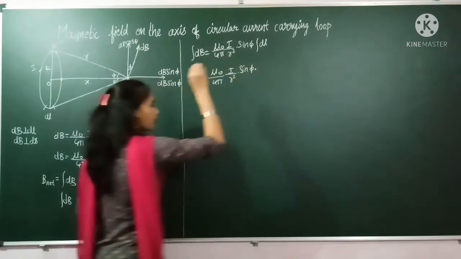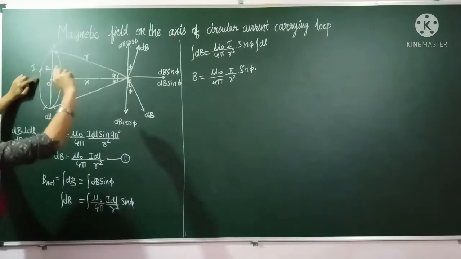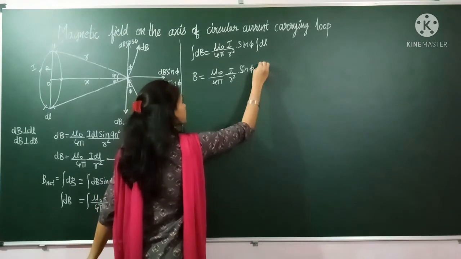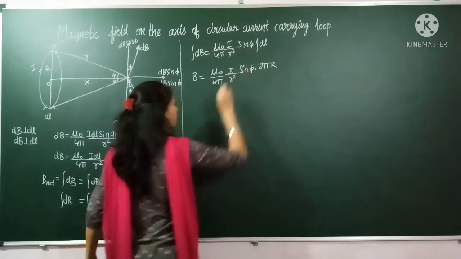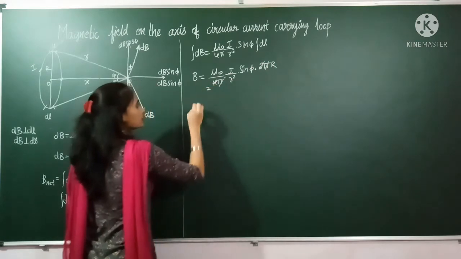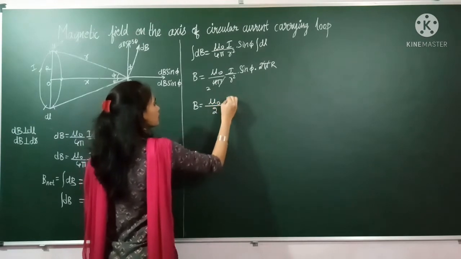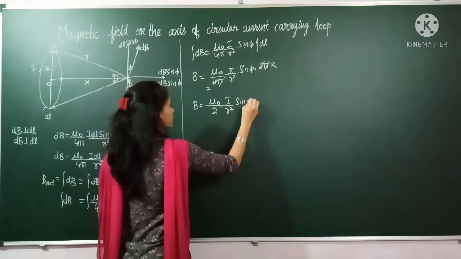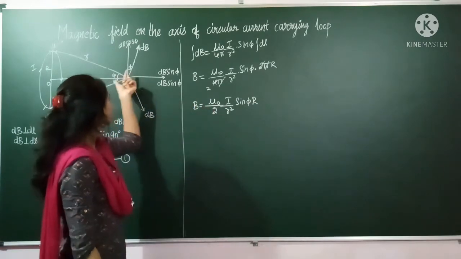Integration of dl, how much will it be? If you take the circumference of the circle, it will be 2πr. In the last class we already studied that the circumference of a circle is 2πr. So here integration of dl will be 2πr. The radius is how much? Capital R. So here we take capital R. This π and this π cancel, this 2 and this 2 cancel. So B is equal to μ0 divided by 2, I divided by r² sin φ, and here one capital R remains. So this is the equation for the magnetic field at this point P.